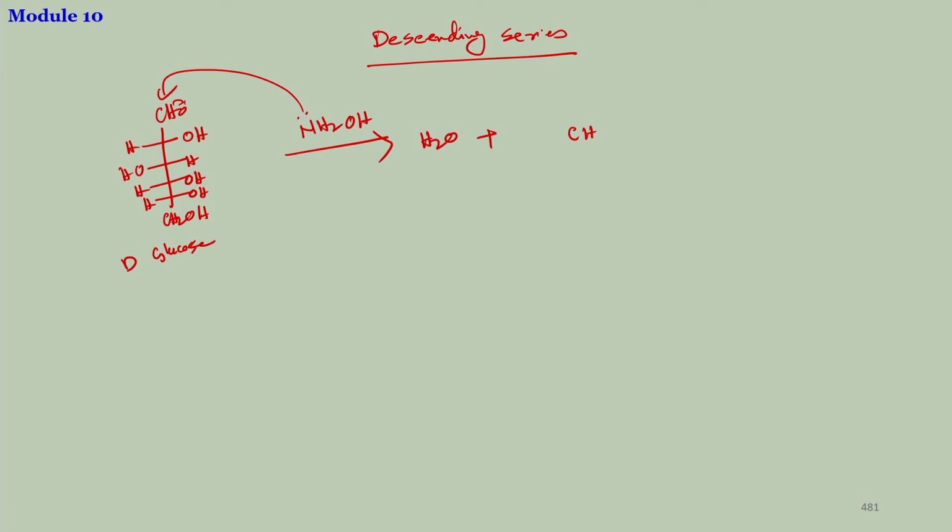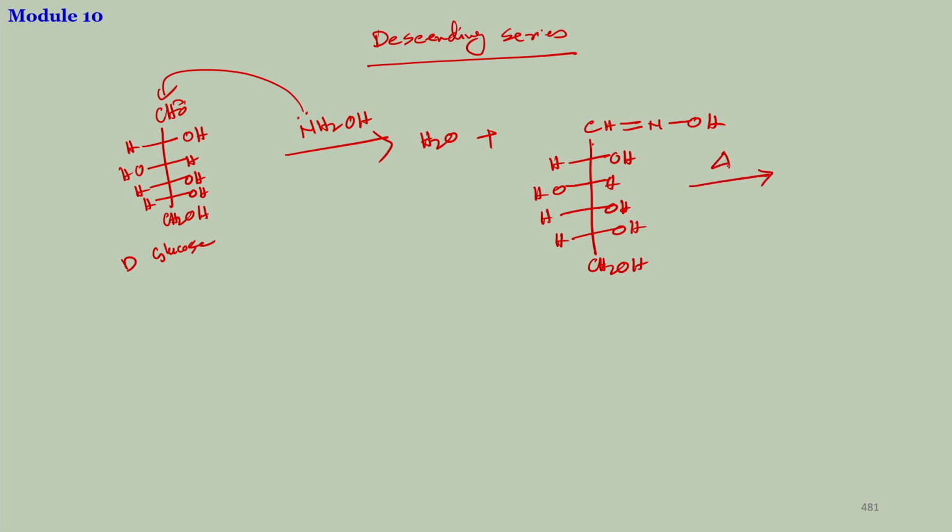Carbonyl with amine condensation is very popular. So this will have your CH double bond NOH, with OH H, HOH, OH H, CH2OH.